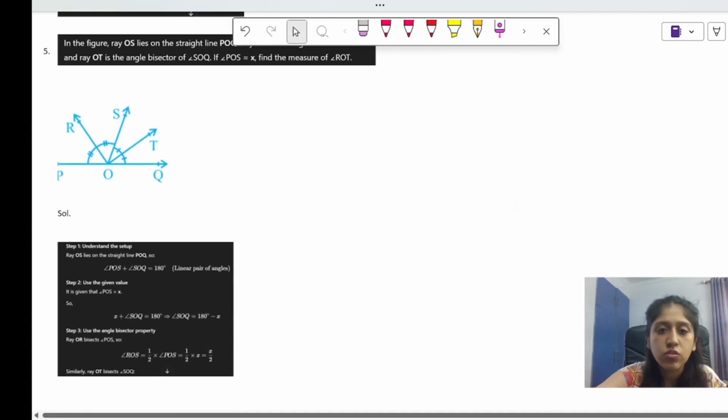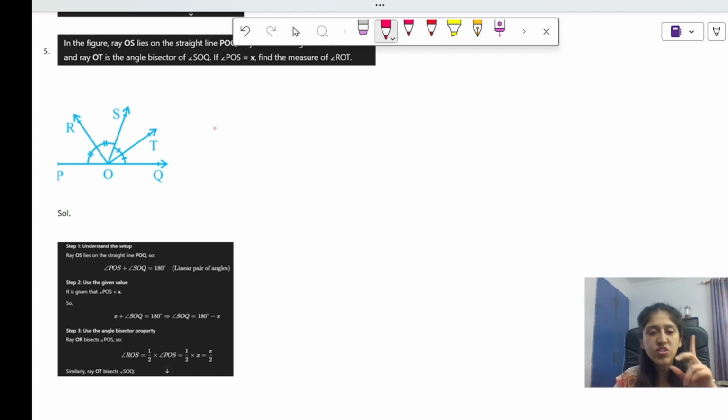Now, the second question. What does this question state? First of all, let us look at the diagram because they have given us a diagram. First of all, I can see a line POQ. So it's a straight line. Whatever angles are there on a straight line, they all add up to give 180. This is the first and foremost analysis of this diagram.